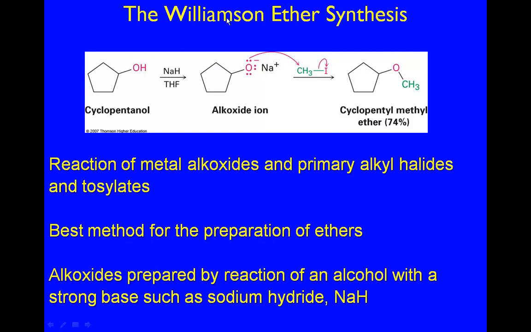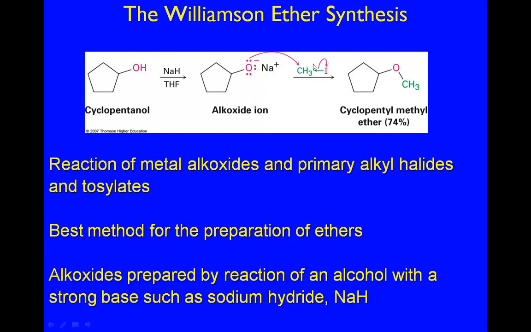So what is Williamson ether synthesis? Let's summarize it. Reaction of metal alkoxides with primary alkyl halides and any other leaving groups. It doesn't have to be iodide. Alkyl bromides, iodides, chlorides can be used. It doesn't have to be halide, it can be even tosylate. Tosylate is also a good leaving group. Tosylates are made from alcohols, as we have seen before. You take an alcohol and use tosyl chloride and it makes tosylate, and that becomes a good leaving group, so one can use tosylate as well here.